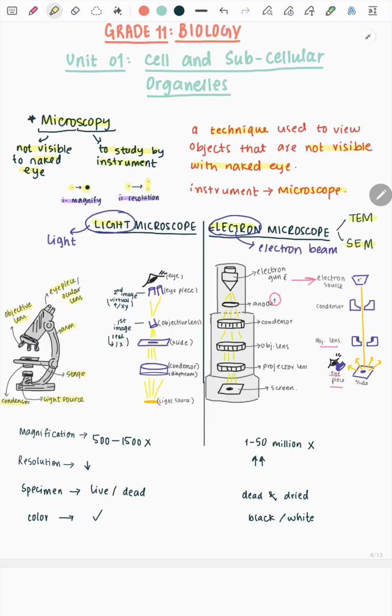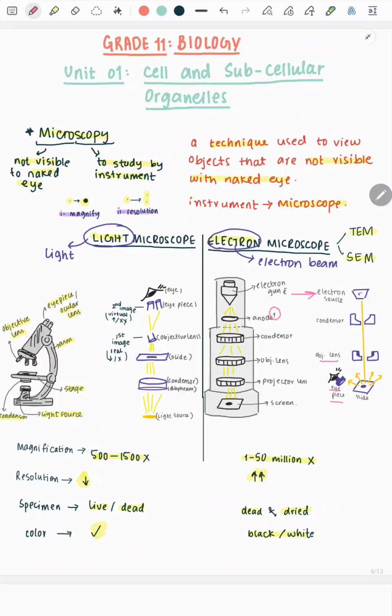The differences between light and electron microscopes are as follows. A light microscope has a smaller magnification. It can magnify objects up to 1500 times. However, an electron microscope can magnify objects up to 1 to 50 million times. The resolution of a light microscope is very small as compared to the electron microscope. The specimens observed in a light microscope can be live or dead, but the electron microscope only observes dead and dried objects. A light microscope produces colored images, whereas an electron microscope produces black and white images.